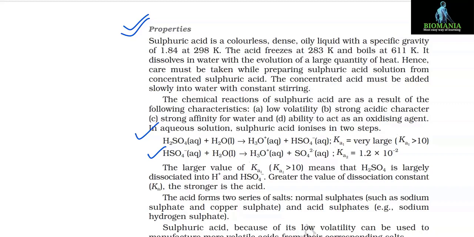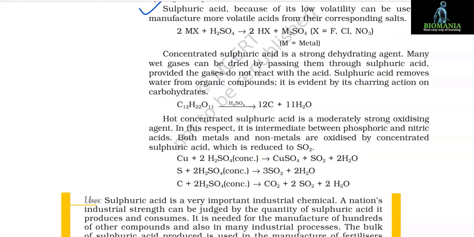The acid forms two series of salts: normal sulfates, such as sodium sulfate and copper sulfate, and acid sulfates, for example sodium hydrogen sulfate. Sulfuric acid, because of its low volatility, can be used to manufacture more volatile acids from their corresponding salts. 2MX plus H2SO4 gives 2HX plus M2SO4, where X is fluorine, chlorine or NO3, and M is any metal.